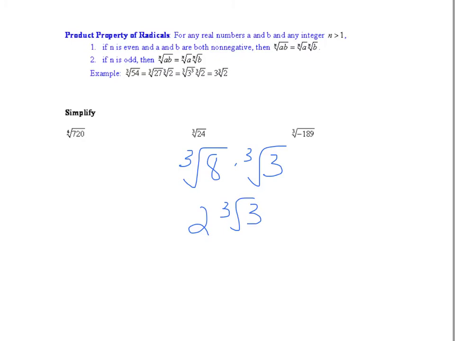So let's go back and try one with a bigger number. 720, we're looking to break that down into the fourth root of something that's perfect, and then the fourth root of everything else that's left over. So we start thinking about what fourths do we know.